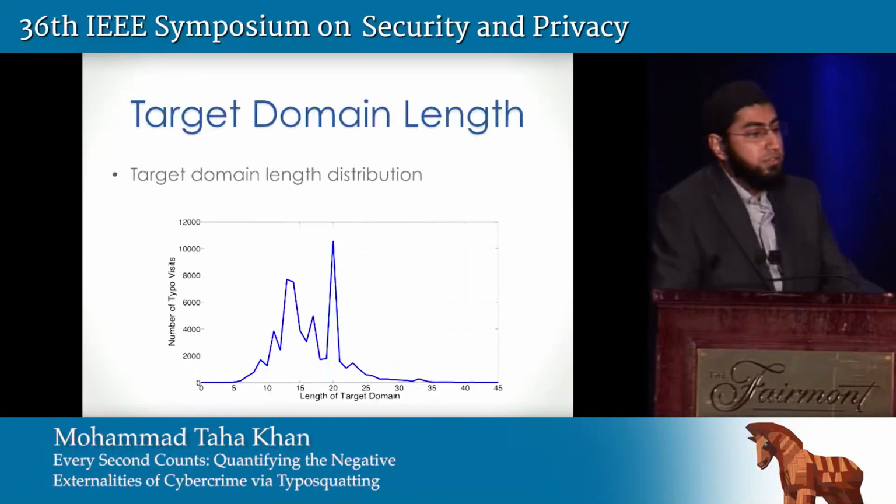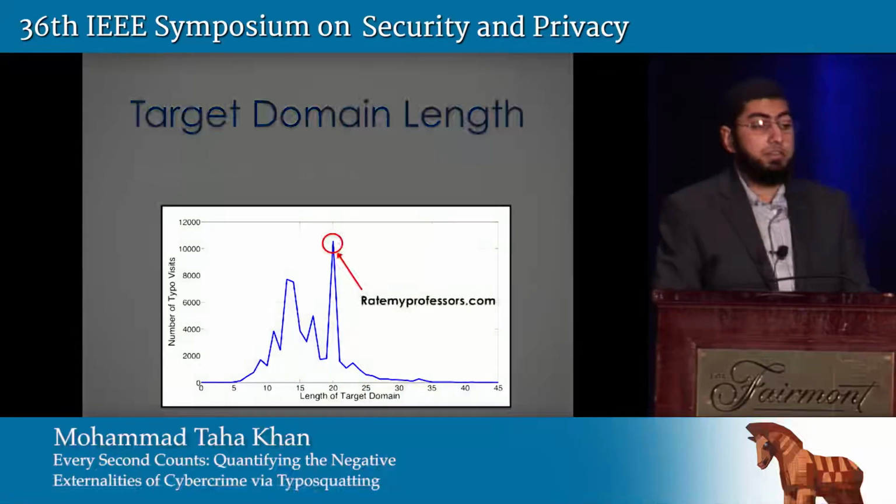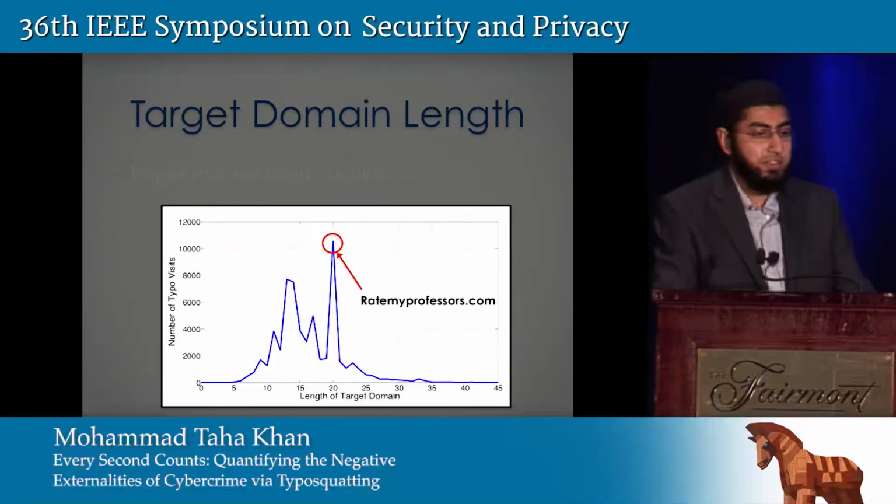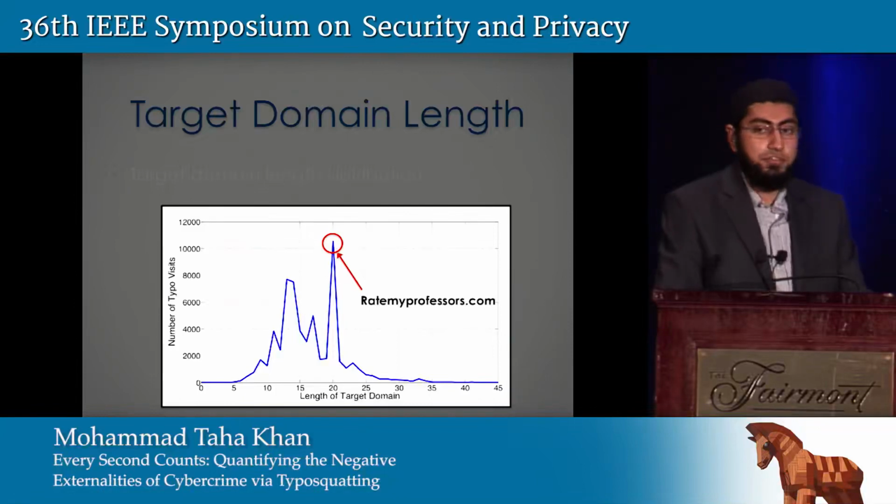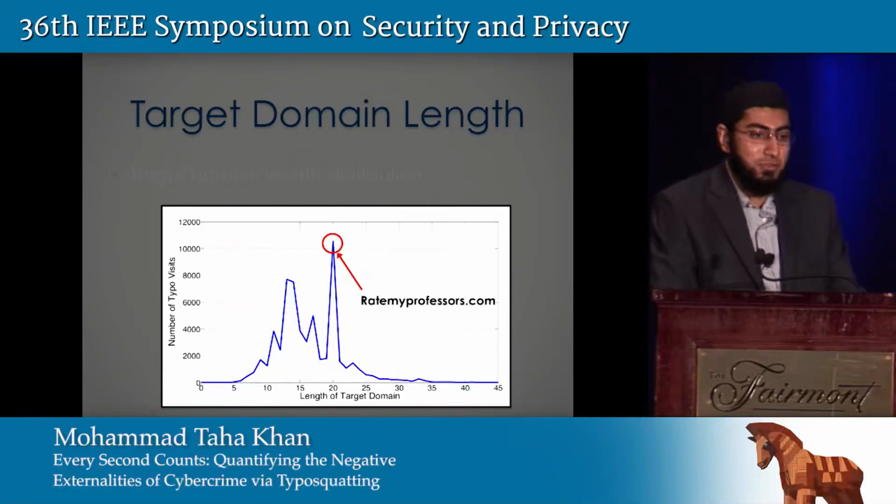Now, this graph here shows the target domain distribution. We see that the domain that was typoed the most was not a search engine, but essentially it was ratemyprofessors.com. Now, essentially this is a university data set, so it's skewed, but it means that if you're a professor in the audience, you want to make sure that you have a good rating, because we have evidence that students do visit this a lot.